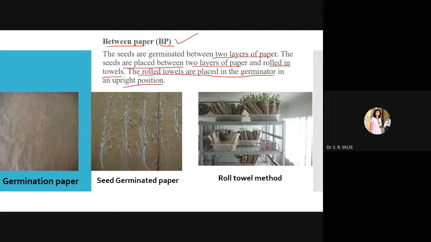Here you can see the rolled towels. Towels are not cloth or the normal towels present at our home. These towels are nothing but the germinating papers in which we have kept our seeds. The same germinating papers we roll like a towel, and then you keep those rolled towels in this manner, as we see in this picture.